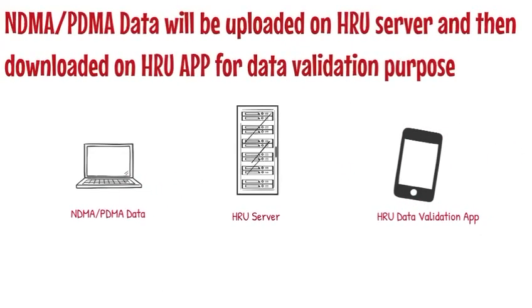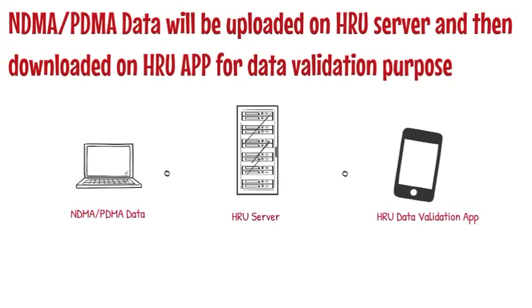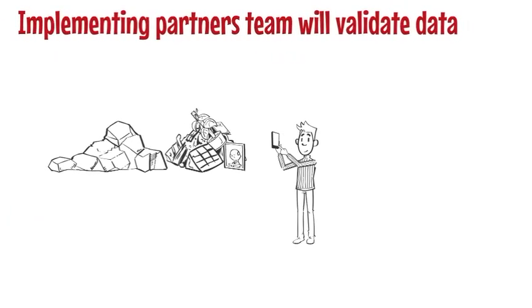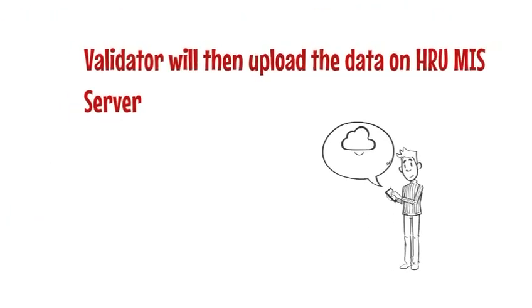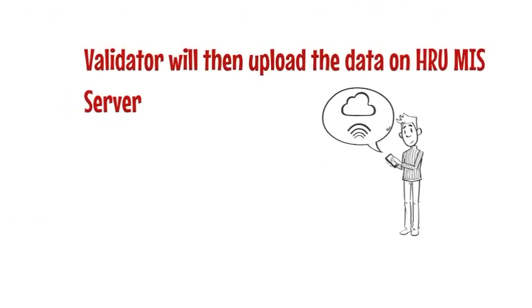The first step will be the validation of data collected by PDNA. The validation process by the HRU team will start by uploading the data on their MIS server, which will then be downloaded by the implementing partner for validation on field. Once validated, it will be uploaded for verification stepwise by the supervisor and then the regional head of IP. Once the regional head verifies the data, the data will hit the HRU MIS server.